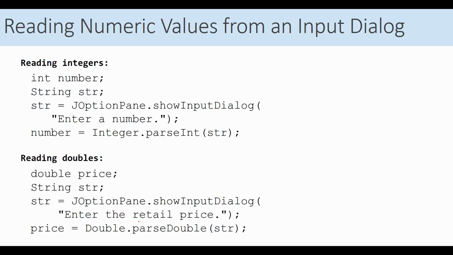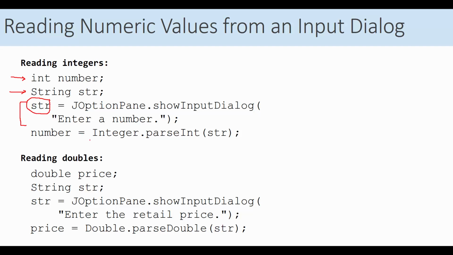So, if you are reading an integer from the showInputDialog, you will first be reading it as a string, then you need to convert the string to an integer. Here's an example. Integer, the number you are trying to get from the user, but you cannot get it directly, so you use a string. str is equal to showInputDialog. Once the user enters that digit or number, it will be stored in the string as a string object.